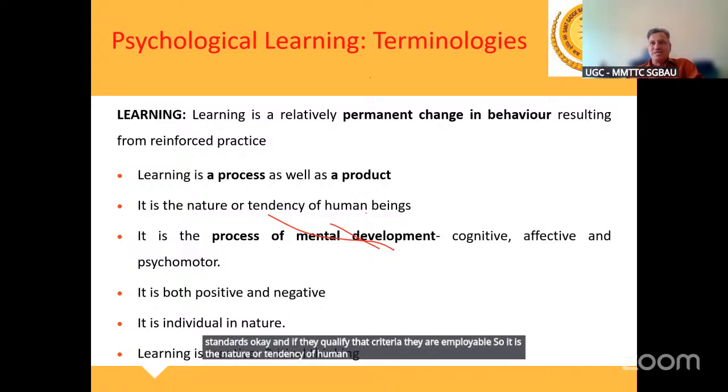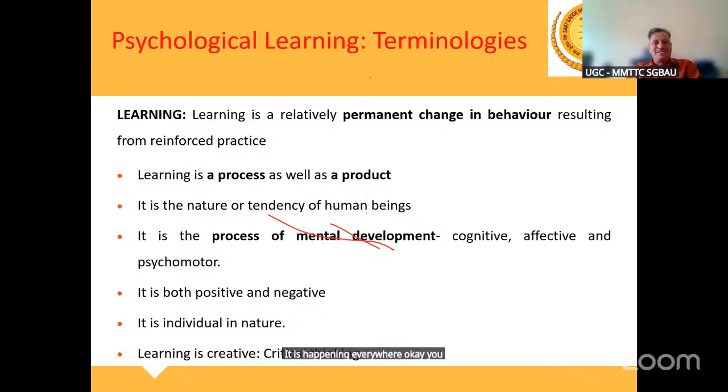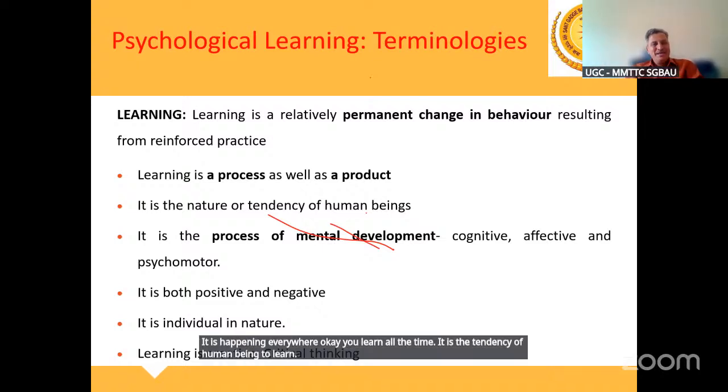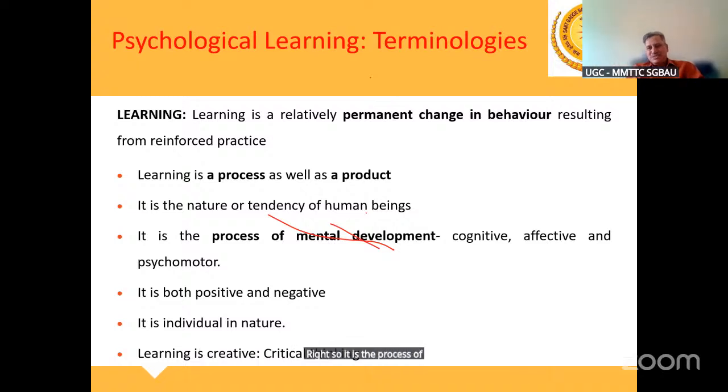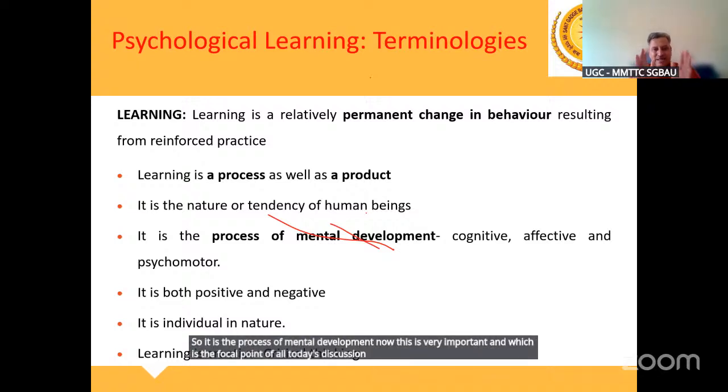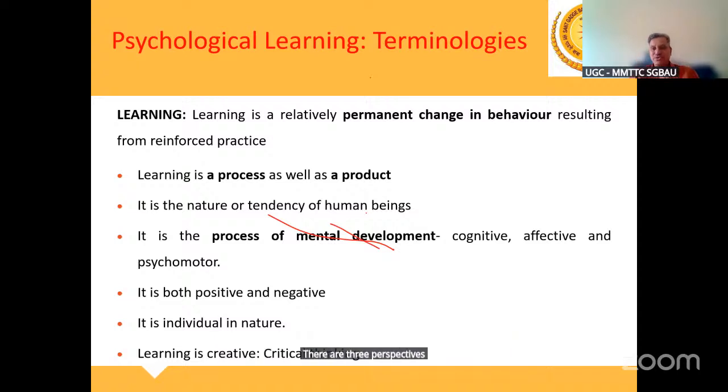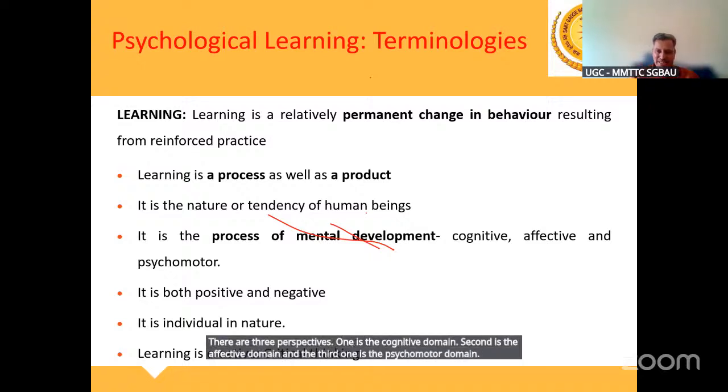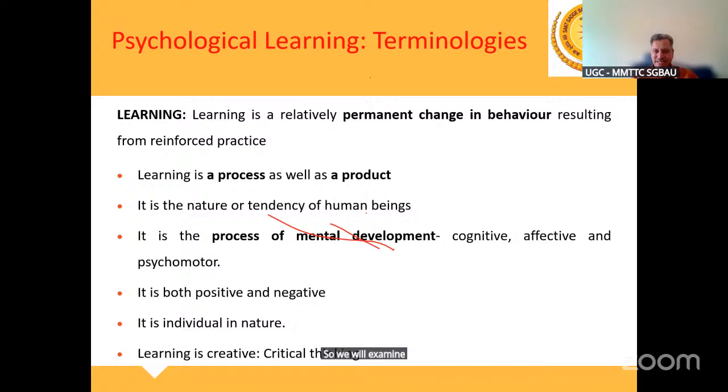So it is the nature or tendency of human beings. It is not right to say that all the time the learning takes place in a classroom kind of environment or in laboratories. It is happening everywhere, okay? You learn all the time. It is the tendency of human being to learn, right? So it is the process of mental development. Now this is very important, and it is the focal point of our today's discussion. When it comes to mental development, there are 3 perspectives. One is the cognitive domain, second is the affective domain, and the third one is the psychomotor domain. We will examine these 3 aspects in greater detail when we discuss Bloom's taxonomy, right?